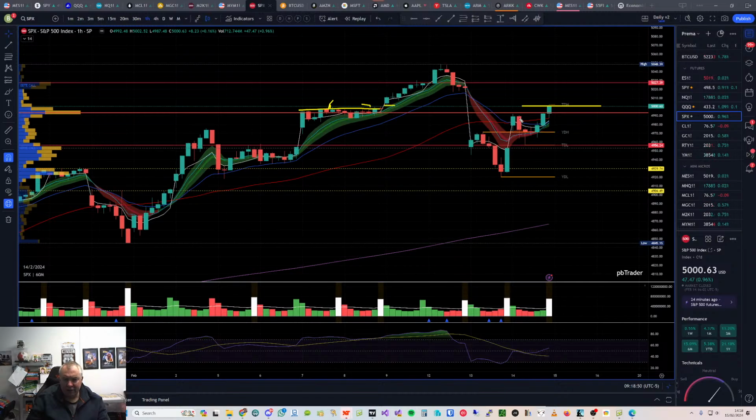Pulled back to the area, kind of retested that area there, and then what we're looking for is a bounce at 5,000. If we get up to the highs again, 50.48, then we can watch for a potential rejection, and then we've got some more bounce areas.